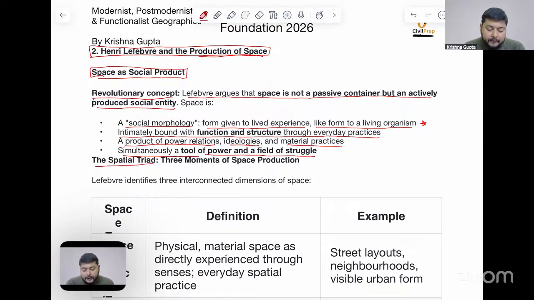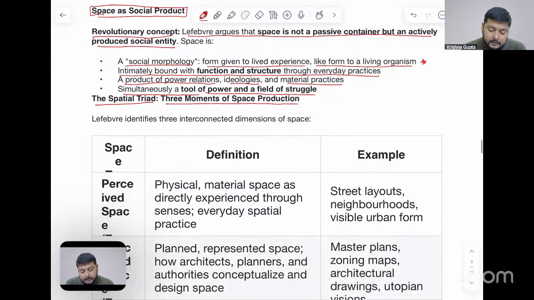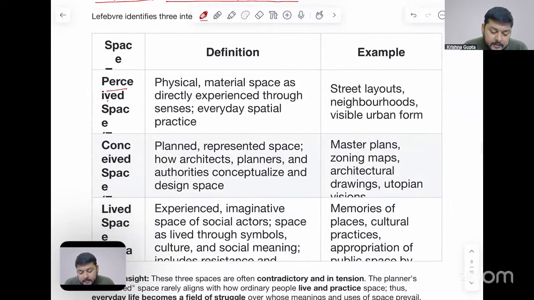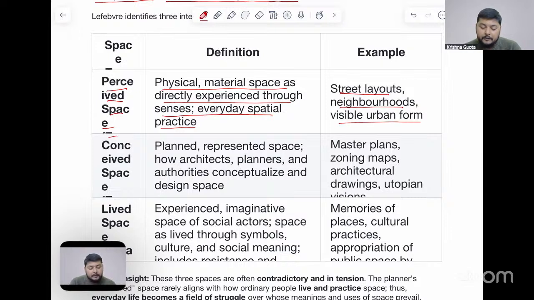The spatial triad: three moments of space production. Let's look at them. Perceived space: physical, material space as directly experienced through the senses, everyday spatial practice. Street layouts, neighborhoods, and visible urban form. Then conceived space: planned, represented space, how architects, planners, and authorities conceptualize and design the space. Examples: master plans, zoning maps, architectural drawings, and utopian visions.